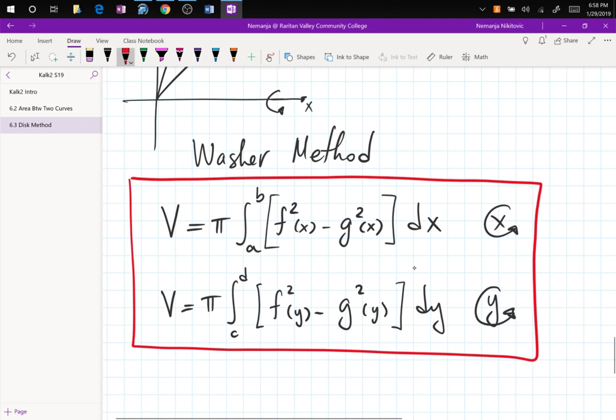Now please note, as with the areas as well, this is the general method. Because all you need to do is to have your g equal 0 to go to the previous method, right? So this is the most general case, the general case that you study. And if your g function is the flat axis, x or y axis, then you have your disk method, right? If it's a function, then we call it washer.